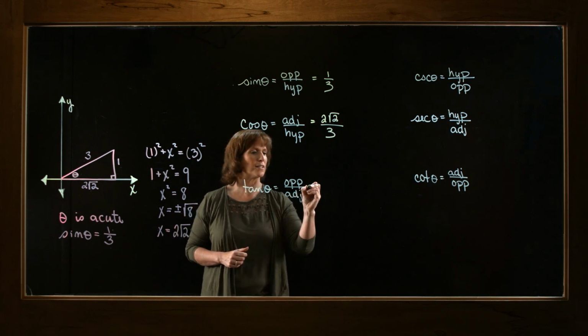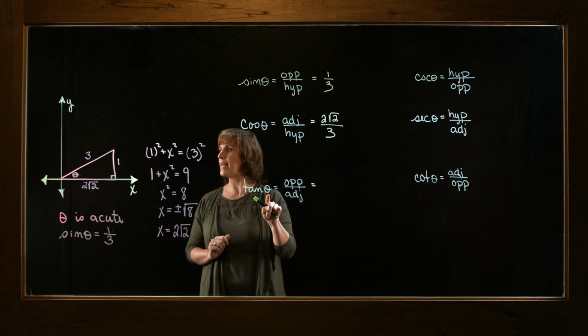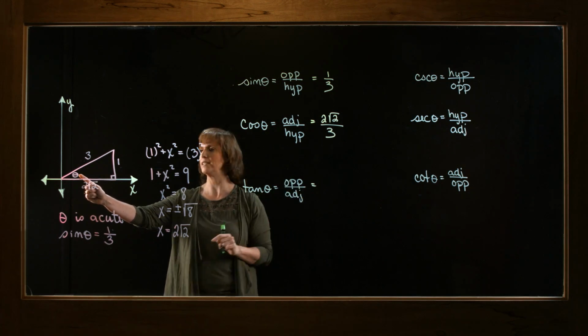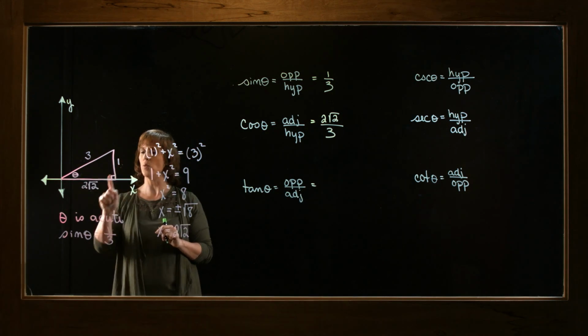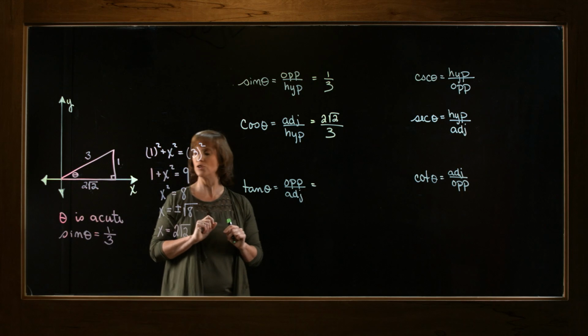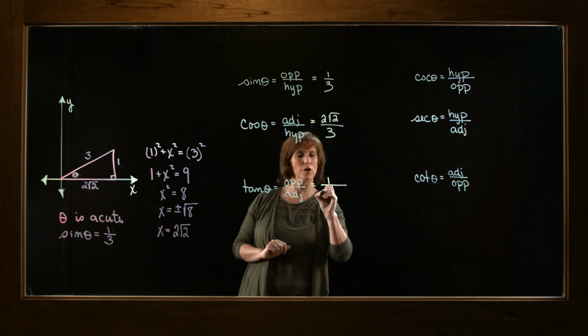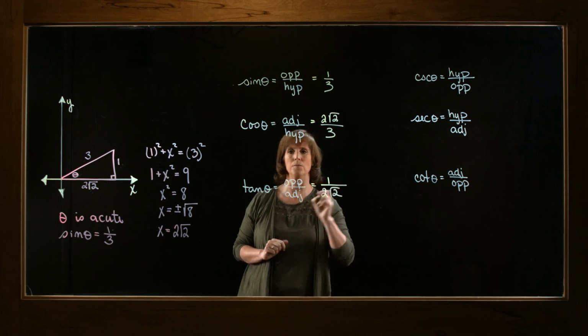Let's move on to the tangent. The tangent of theta, and again I have to refer to my angle theta, I'll be looking at the opposite side over the adjacent side. So the opposite side is 1, the adjacent side is 2 times the square root of 2. So I'll have 1 all over 2 root 2.